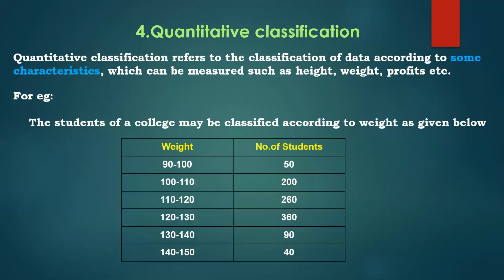Next, we'll go for the fourth type. It is quantitative classification. In quantitative classification, the data are segregated according to some characteristics like height, weight, profits. Here you have to remember that we can measure the value. The value which can be measured comes under quantitative classification. I have given you the example of students of a college classified according to weight as given below. The weights of the students are given in the first column. The second column denotes the number of students. For example, for the first category, students with weight from 90 to 100, the number of students is 50. This is the example for quantitative classification.